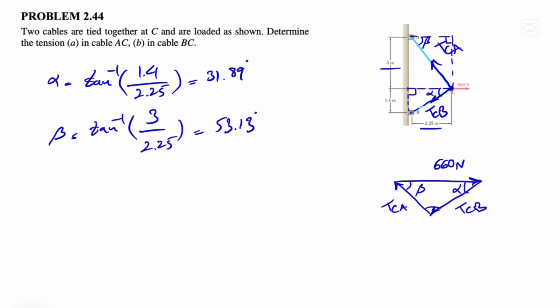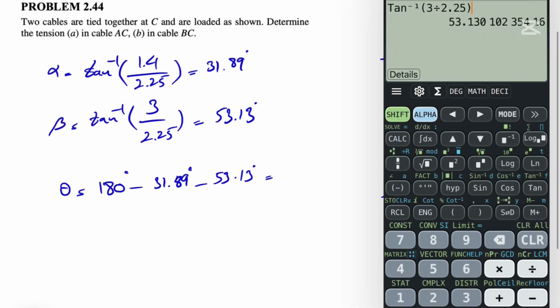We have this triangle in here. We can call this one theta, and we know alpha plus beta plus theta is equal to 180 degrees, which is the sum of all the angles in a triangle. So if we want to find theta, we'll basically have 180 degrees minus alpha, which was 31.89 degrees, minus 53.13 degrees, and that would be 94.98 degrees.